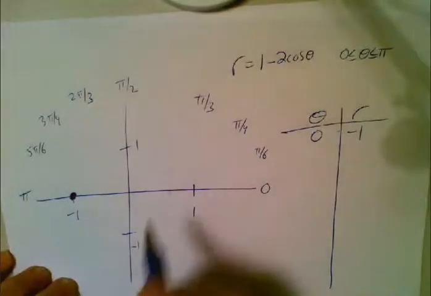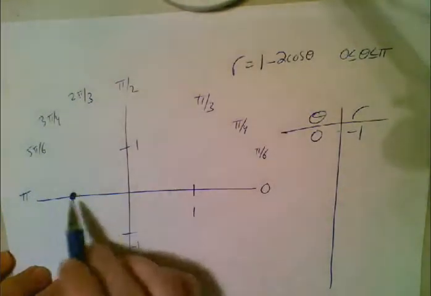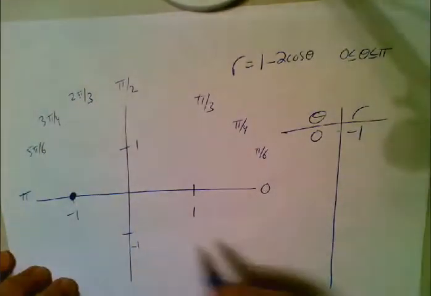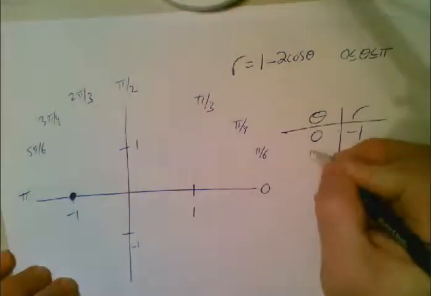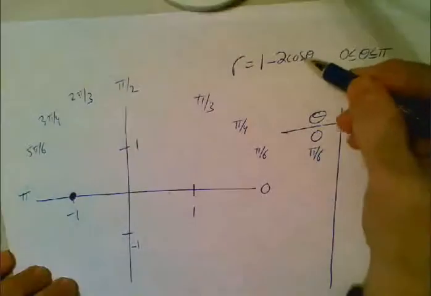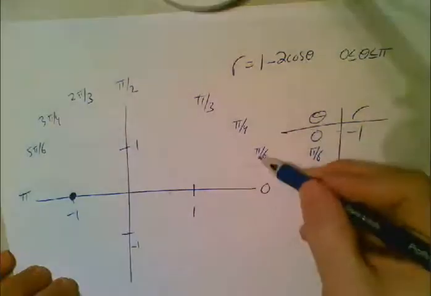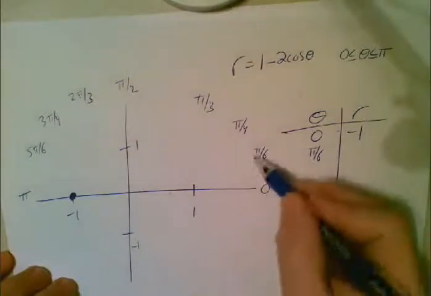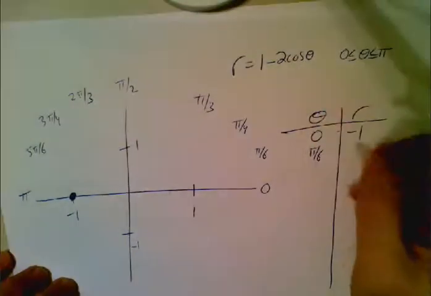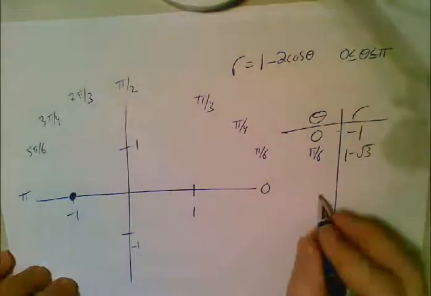Somebody had asked, well, what do you go to? Let's just graph it and see what happens. Let's go pi over 6. Cosine pi over 6 is radical 3 over 2, times 2 is radical 3. So this is 1 minus radical 3, whatever that is.